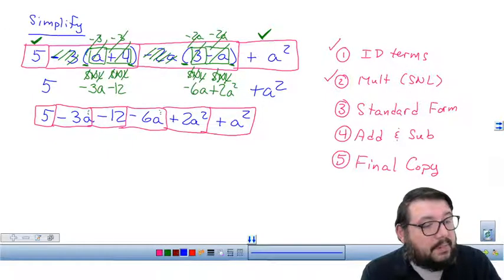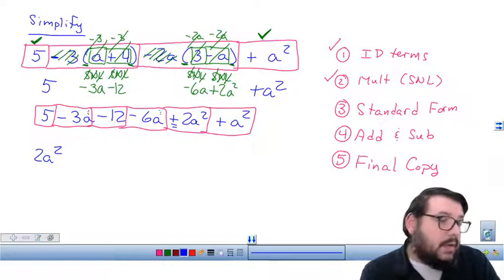So I'm going to go ahead and put 2A squared at the front. Remember that this plus sign becomes an implied positive sign when it moves to the front. Okay, so we get rid of this term. This term is done now. Plus A squared.